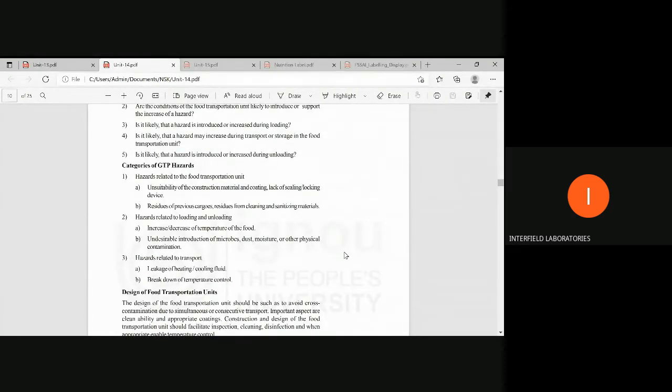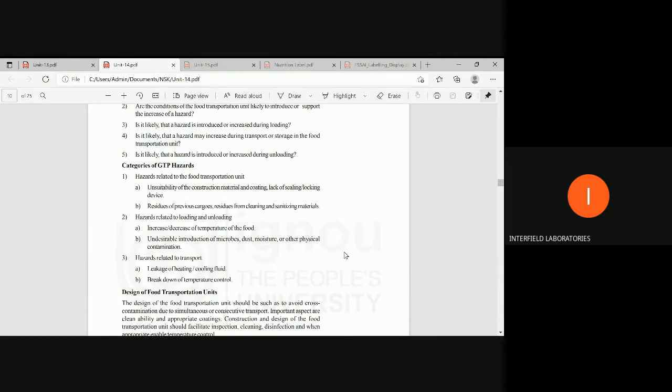So hazards to food arising from transportation can be categorized into three. These are hazards related to the food transportation unit itself, that is, unsuitability of the construction material and coating, lack of sealing, locking device, etc. of the transportation unit. This can cause hazard. Residues of previous cargo, residue from cleaning and sanitizing materials, etc. can act as hazards, which are introduced into the food from the food transportation unit.